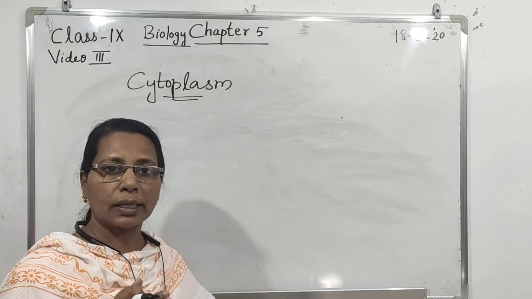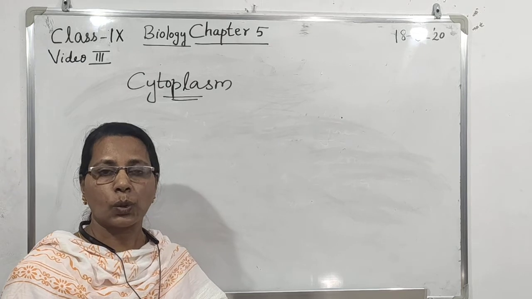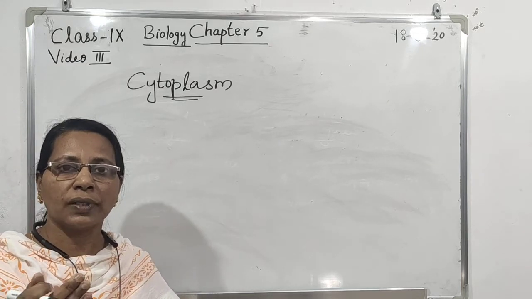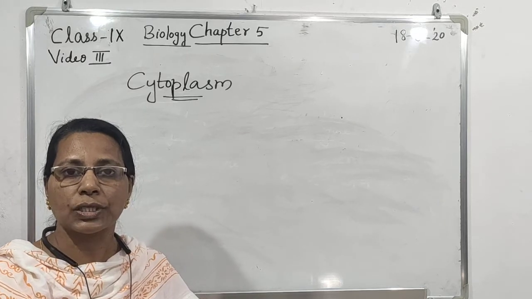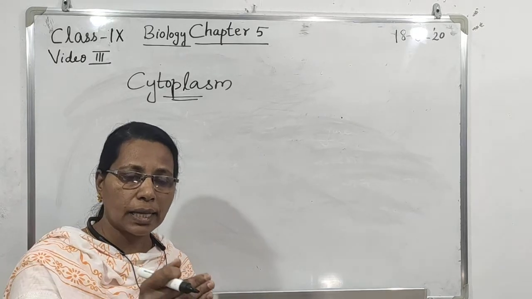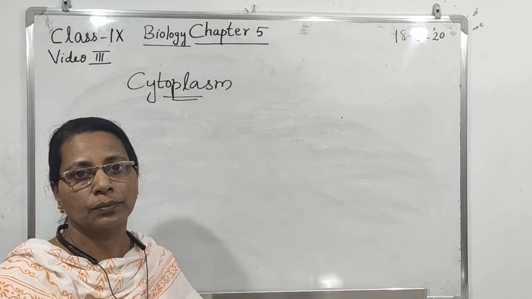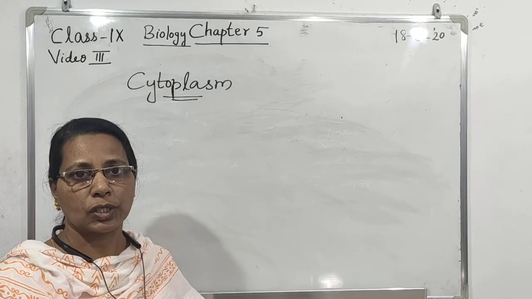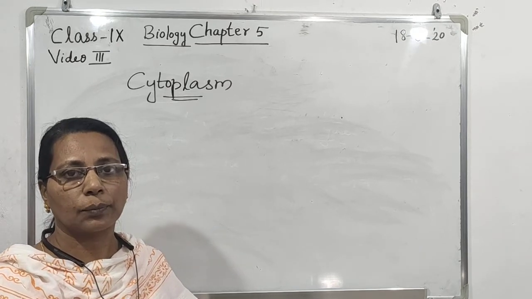For example, viruses do not have a cell membrane. So they are inactive in the outside environment. They become very active only inside a living cell and use its machinery for their multiplication. So the cell membrane is very important.